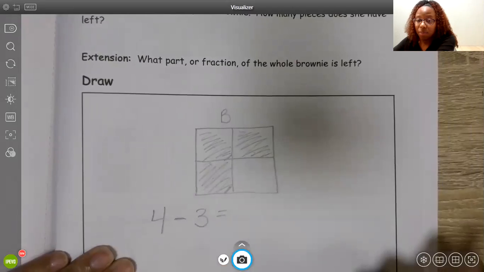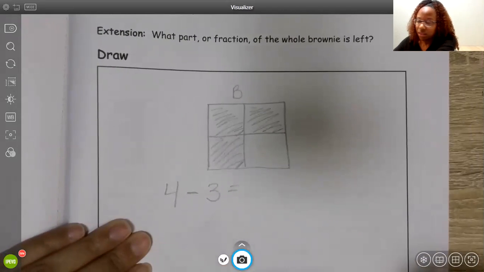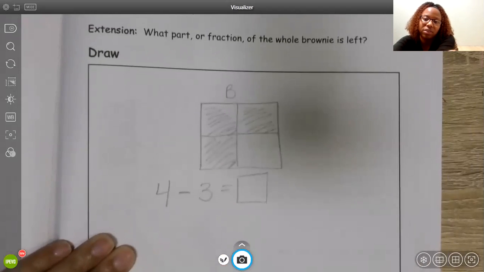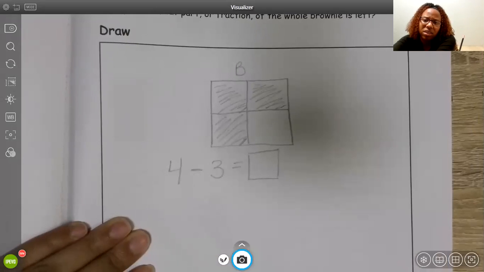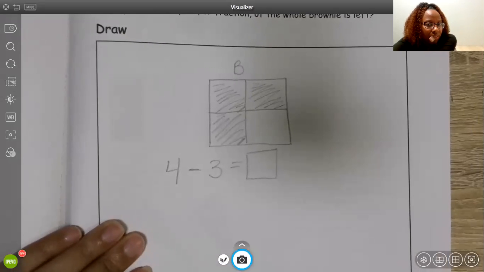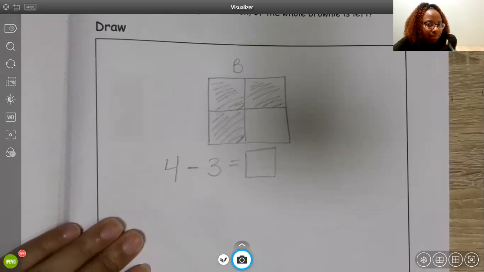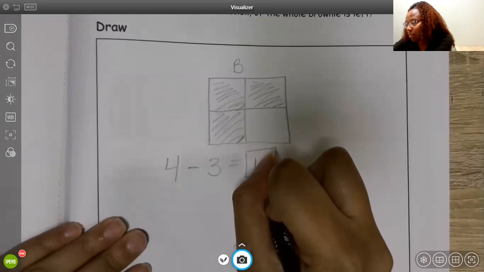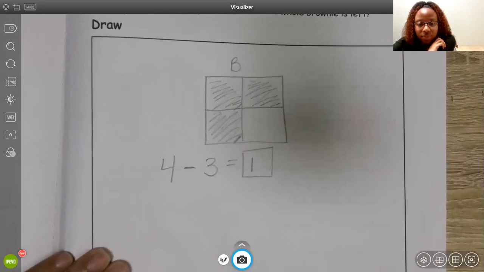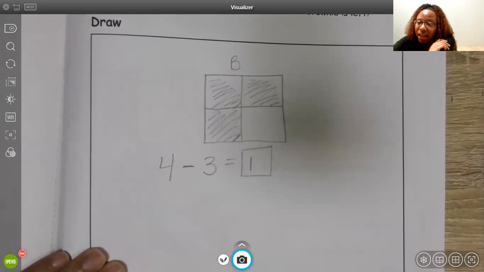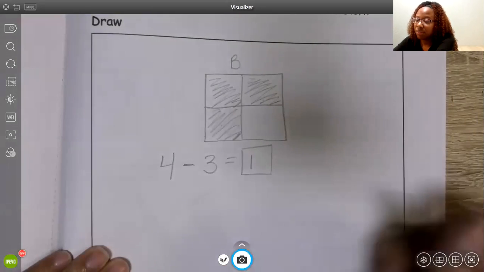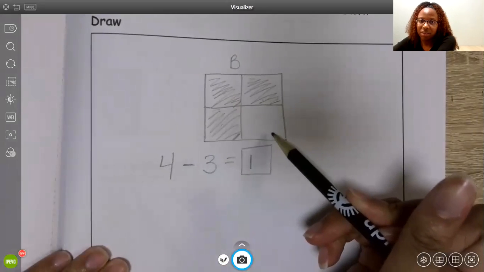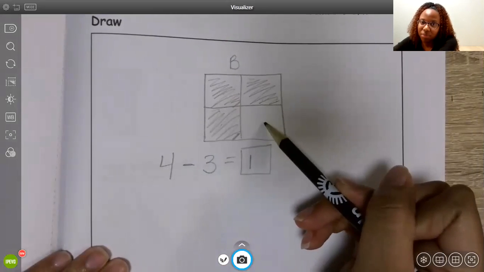And now you need to figure out how many she has left. So let me go ahead. I need to write a box right there for my answer. Now, can you tell me, what's 4 minus 3? It's 1. So she has 1 piece of brownie left. And I can also see this in my picture. Remember, I shaded in the 3 pieces she gave away. And this one right here is not shaded in, which means she still has 1 piece of brownie left.